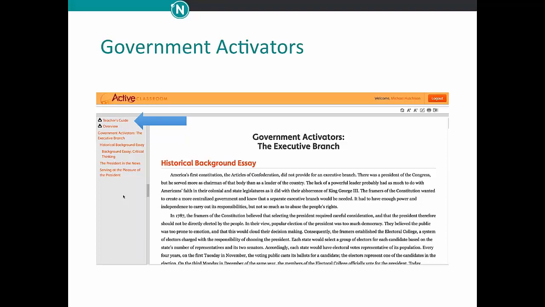I usually assign these electronically to students. Every government activator begins with a historical background essay. So students learn, very similar to what they might see in a textbook, what we want them to know. In this case, what do we want them to know about the executive branch of government?